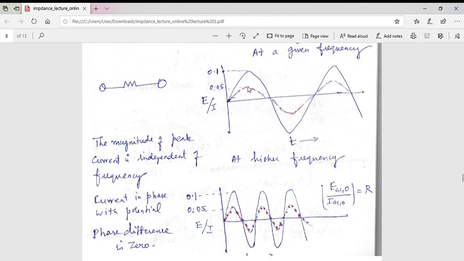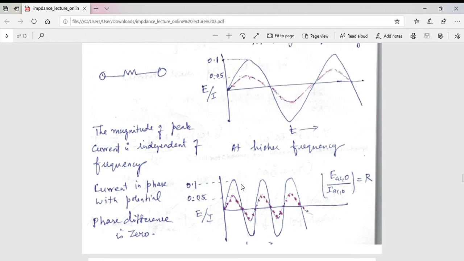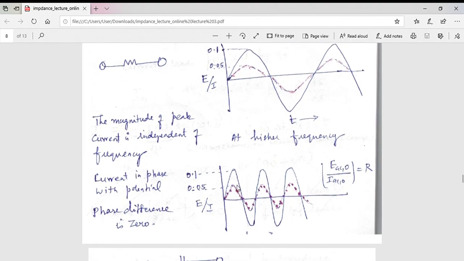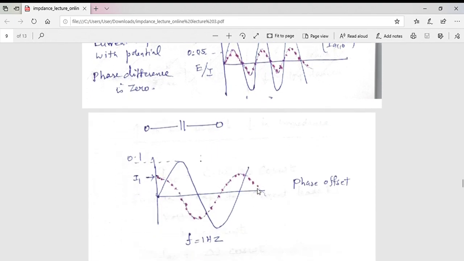Look at the magnitude of the current. I have used this axis both for potential and current. So the magnitude of current is about 0.05 and the voltage is about 0.1. Now I am going to change the frequency, say from 1 Hz to 3 Hz, but still the magnitudes remain the same. There is no change. What I am trying to say is there is no phase difference between the voltage waveform and current waveform. In addition, there is also no change in the amplitude of the current and voltage waveform with change in the frequency, which is not true when you go to a capacitor.